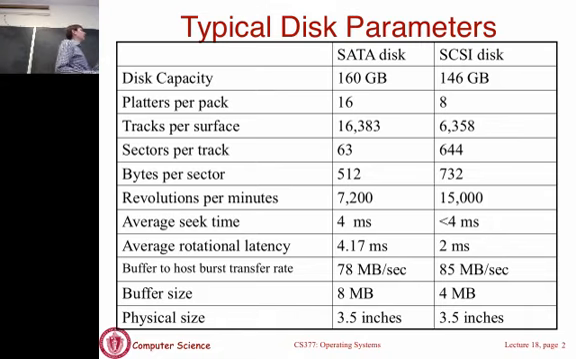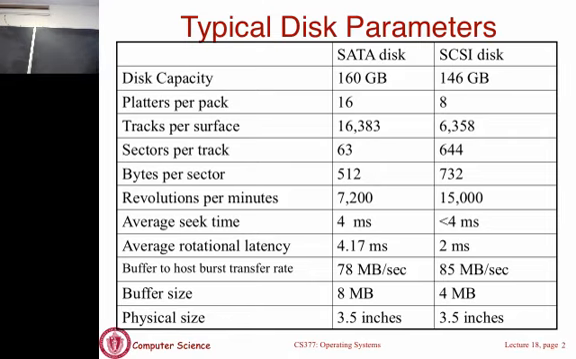Now these numbers are a couple of years old. 160 gigabytes is maybe not really the size of a disk you'd get today, but most of the numbers are still in the right ballpark. So your disk might have hundreds of gigabytes. Disks today might be 1 or 2 terabytes. You might have 8 or 16 platters on a disk, right? Those are the surfaces that are stacked one on top of another.